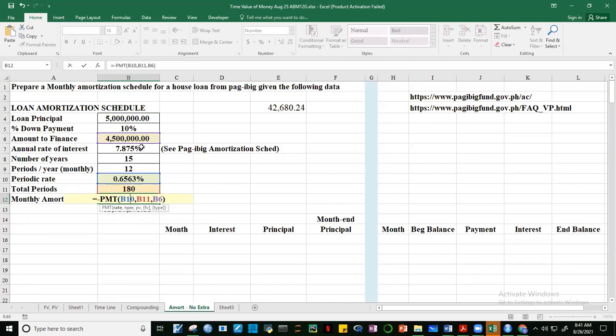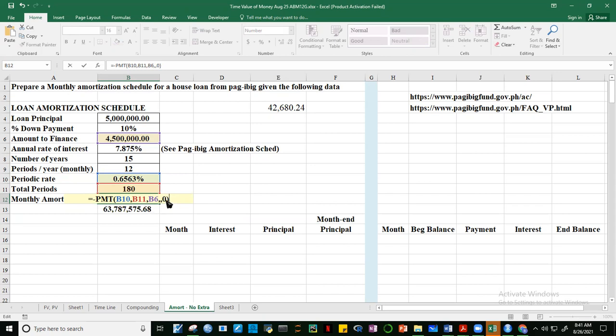Rate natin should be 7.875 divided by 12 or it's 0.6563. And nper natin is 15 years times 12. That's 180 months. So consistent tayo. Yung rates natin monthly, yung number of periods monthly din. Present value is 5 million. Okay, so if we continue this, future value wala naman. Type natin is end of the period, so 0 tayo, which is annuity ordinary.